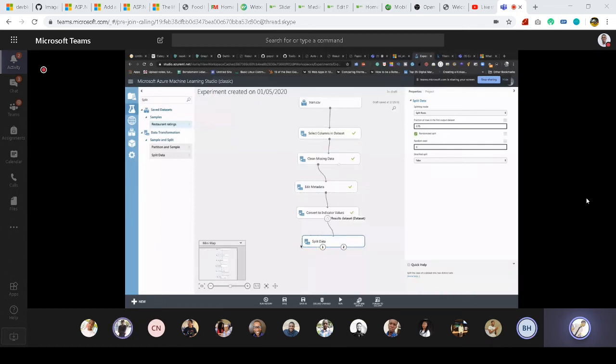Okay. So now I have 2 output pointers. One is for the train set and the other is for the test set. So for the train, I need train model.